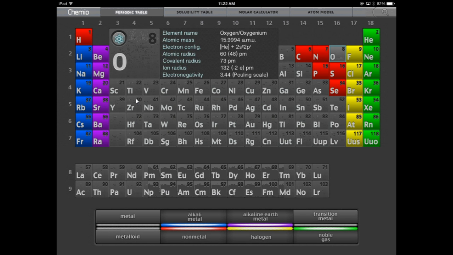When 2 nonmetals bond together, like hydrogen and chlorine bonding together, hydrochloric acid gets created. Those are 2 nonmetals bonding. That is going to be a covalent bond. When you have a metal and a nonmetal, like sodium and chlorine bonding together, that's an ionic bond.